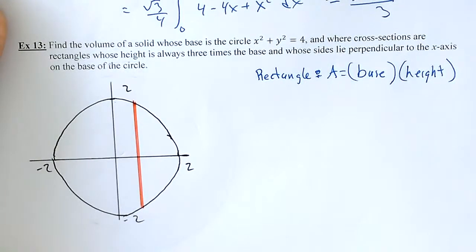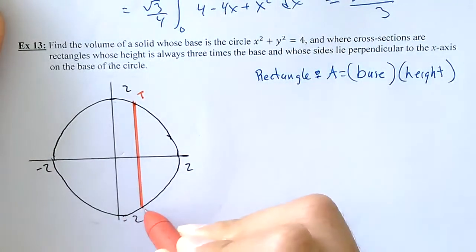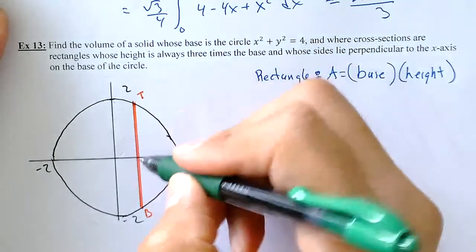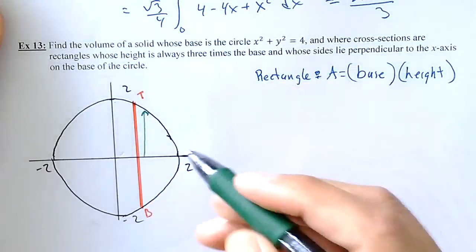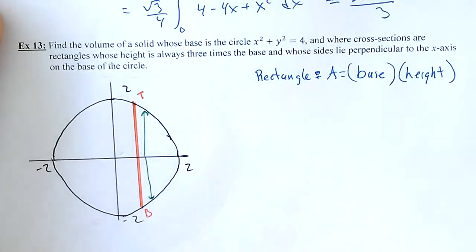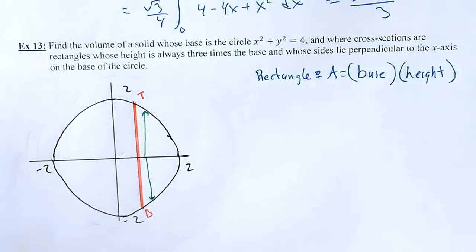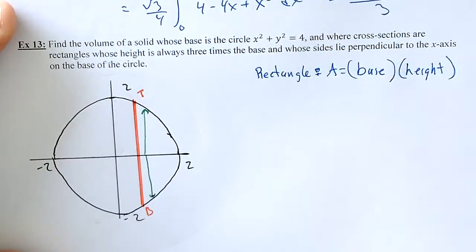So to figure out the base, I need to get the top function and the bottom function. The top function is the distance from here to here, and the bottom function is the distance from there to here. In order to find those distances, I need to get my equation of the circle and solve for the y. So let me do that.